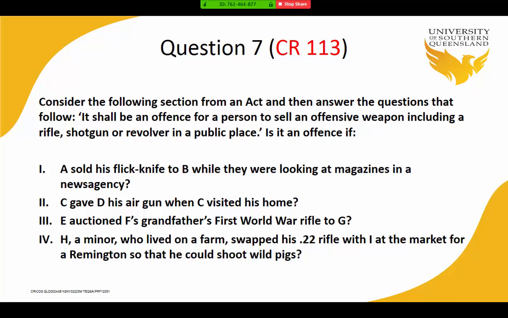We're going to go back a little bit to chapter 4 on page 113. So this is question 7 of your textbook, and it says, consider the following section from an act, and then answer the questions that follow. So the act has this sentence, this section says, it shall be an offense for a person to sell an offensive weapon, including a rifle, shotgun, or revolver, in a public place.